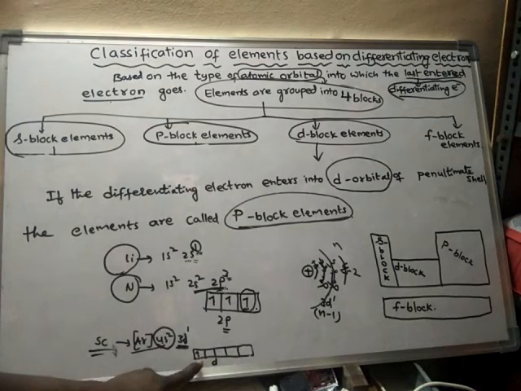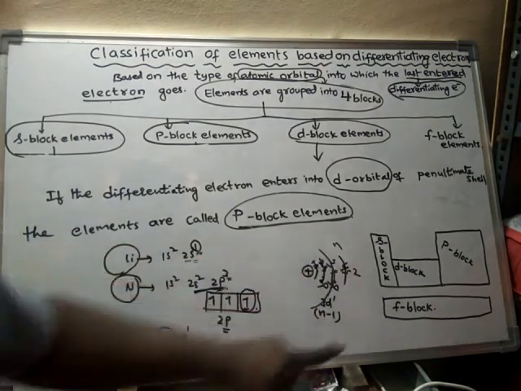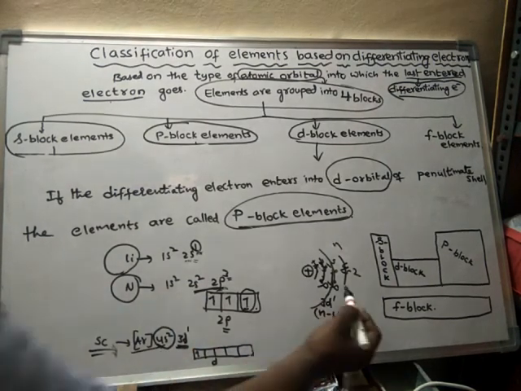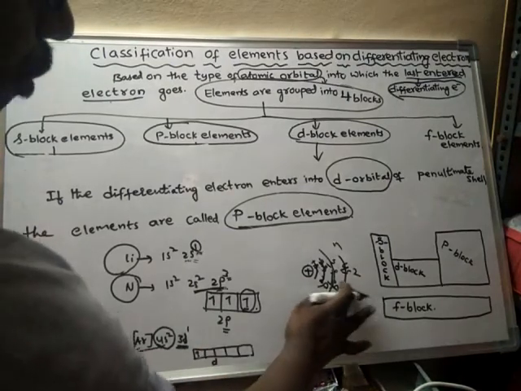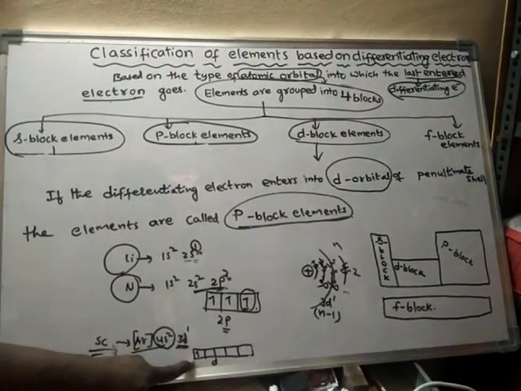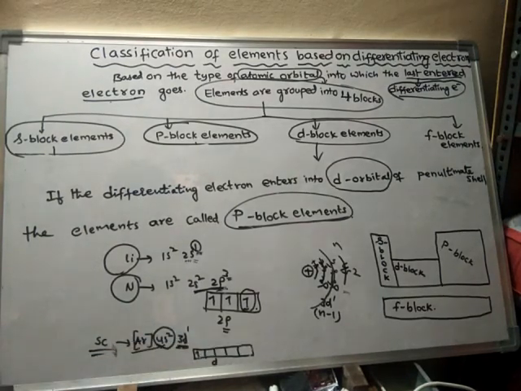So here the last entered electron is entered into a d orbital. D orbital of where? D orbital of n-1. So if it is n, it is n-1. Because there are 4 orbits only in scandium. So the fourth orbit is the last orbit, but the electron is entering into the d orbital of the third orbit. So the last entered electron is entered into the d orbital of the third orbit. But altogether there are 4 orbits in the scandium atom.